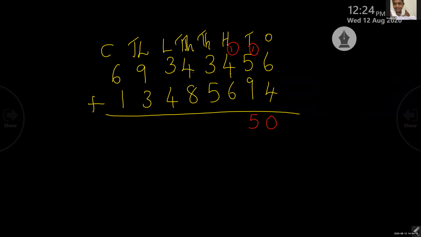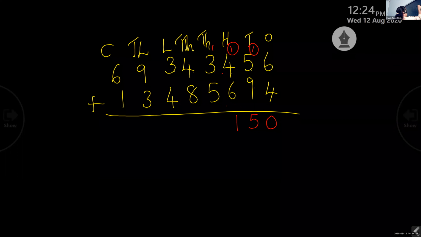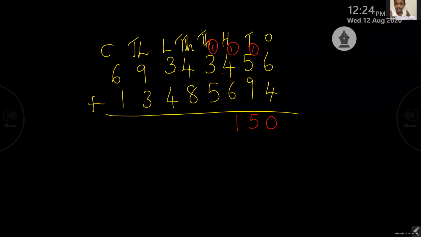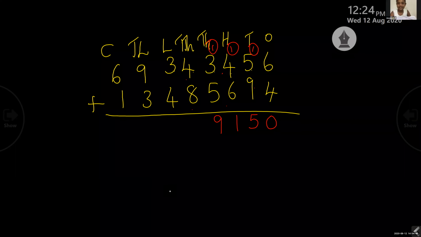Then 6 plus 4, easy, 10. 10 plus 1, 11. So we'll write 1 here, then 1 carry over. Then add 1 plus 3, 4. 4 plus 5, 9. 8 plus 4, 12. So we will write 2 here, 1 carry over.